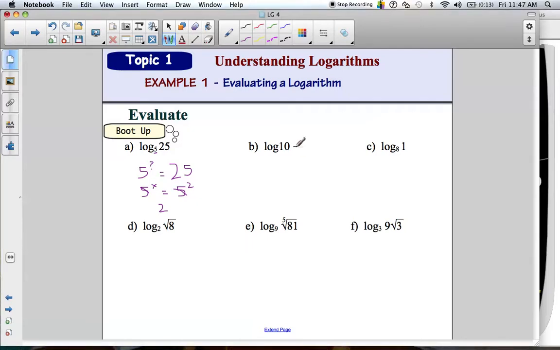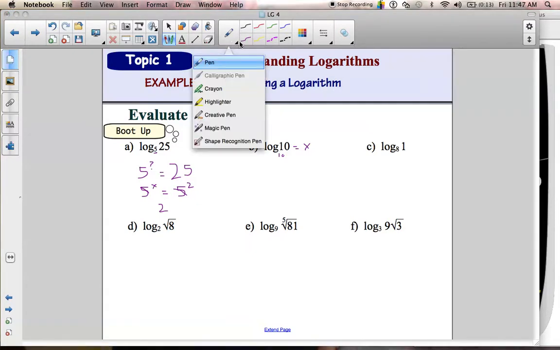I'm going to make it equal an unknown we'll call x. So we're trying to solve it or evaluate it. Now there is a base here. You can't see it, so I'm going to write it in because I just showed you earlier. It's base 10. Okay, because log with nothing there in the base is automatically base 10.